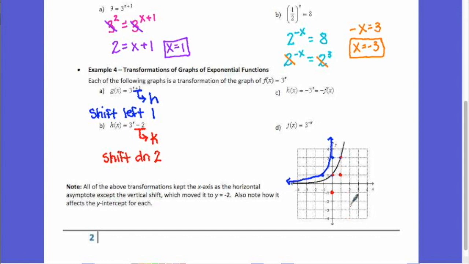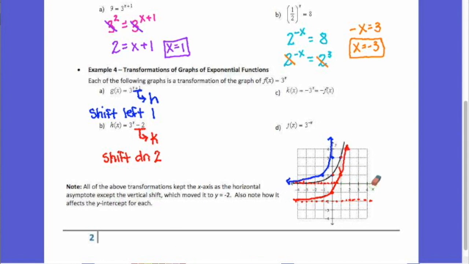That's also going to shift my horizontal asymptote. Remember, my horizontal asymptote was going right across here. Anytime you shift up or down, that horizontal asymptote is going to move with it. So if I shifted it down 2, my horizontal asymptote is now down here. All right, so now we follow along the new horizontal asymptote that's been moved. Let me connect the dots up this direction.